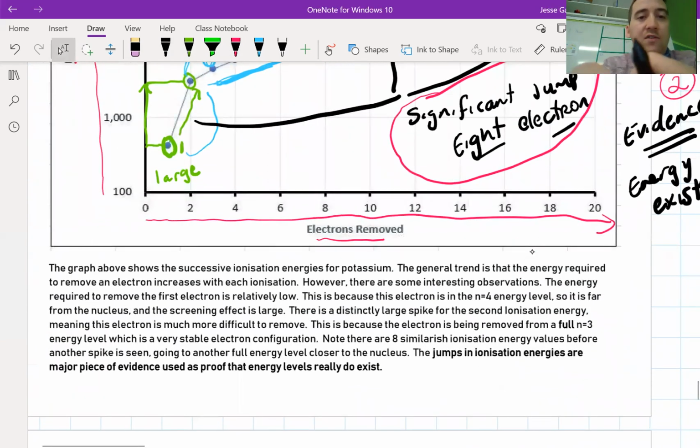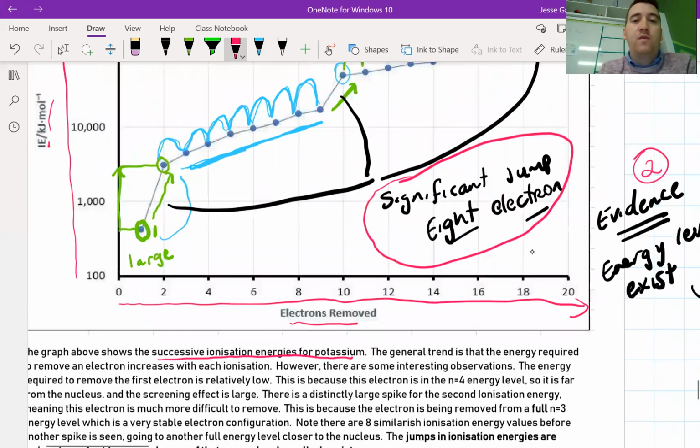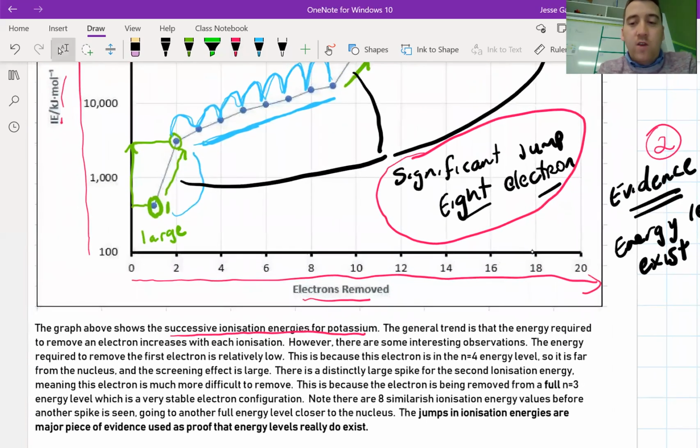Okay, so what does the graph show? The graph shows successive ionization energies for potassium. So successive just means one after the other. So removing the next one and the next one and the next one. So that's what we've shown. The general trend is that the energy required to remove an electron increases with each ionization.